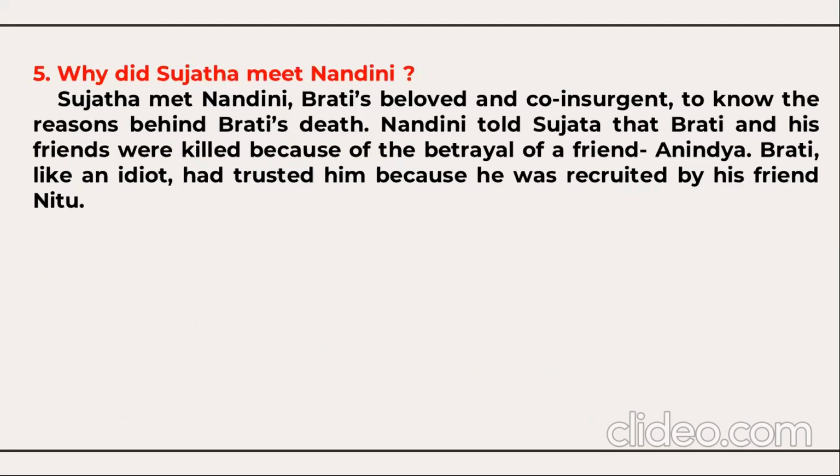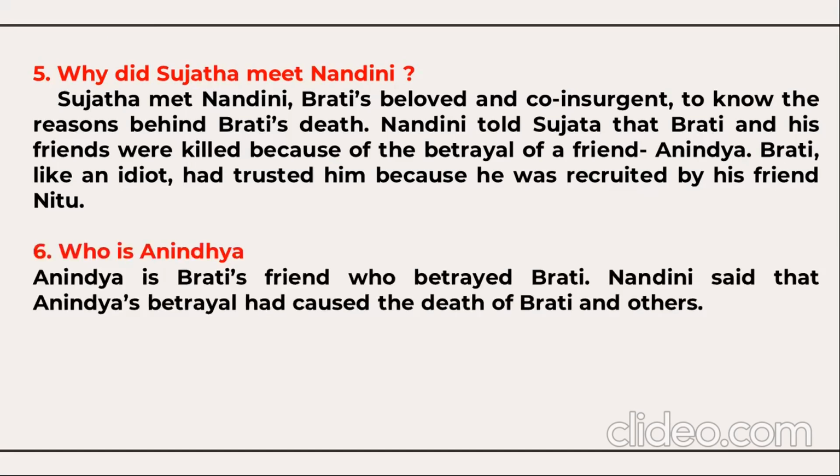Then, why did Sujata meet Nandini? Sujata met Nandini, that is Bratty's beloved and co-insurgent, to know the reason behind Bratty's death. Nandini told Sujata that Bratty and his friends were killed because of the betrayal of a friend, Anindya. Bratty, like an idiot, had trusted Anindya because he was recruited by his friend Neetu. Who is Anindya? Anindya is Bratty's friend who betrayed Bratty. Nandini said that Anindya's betrayal had caused the death of Bratty and others.